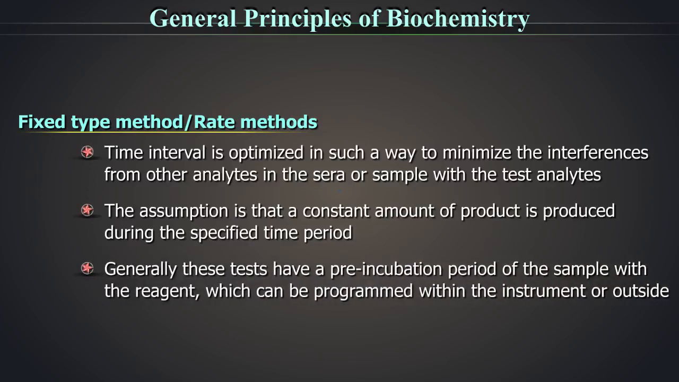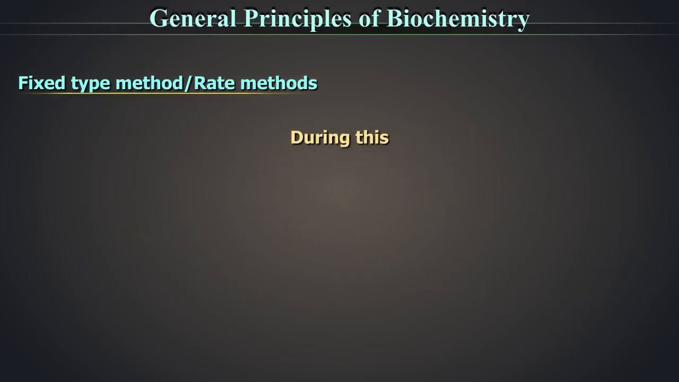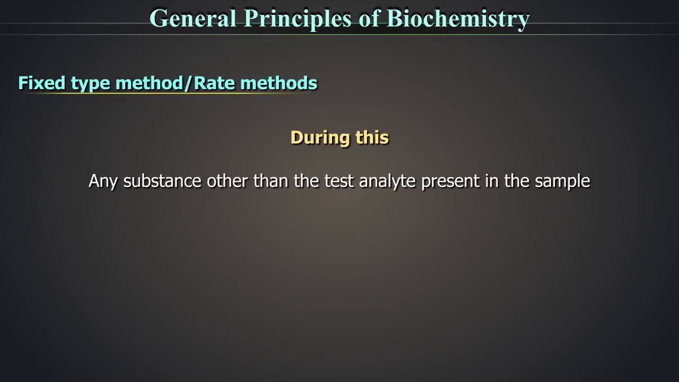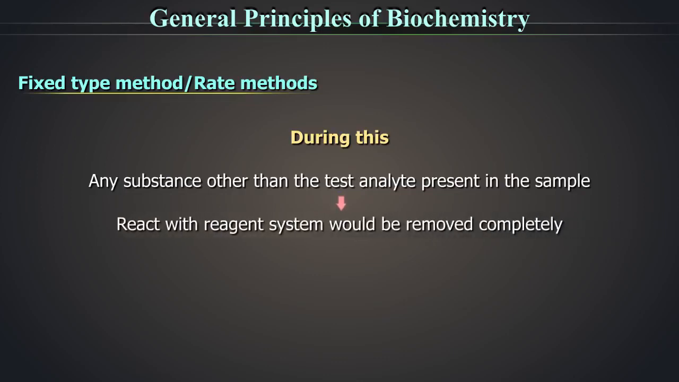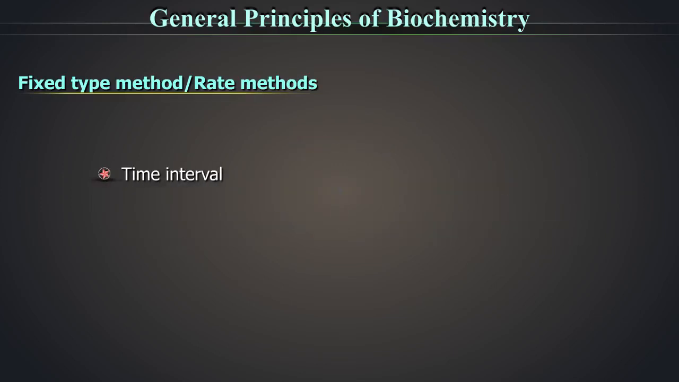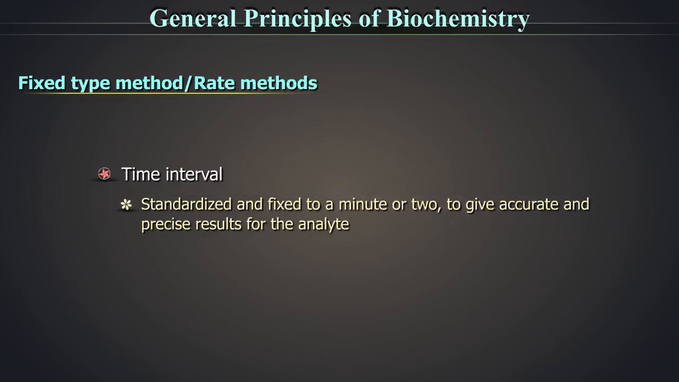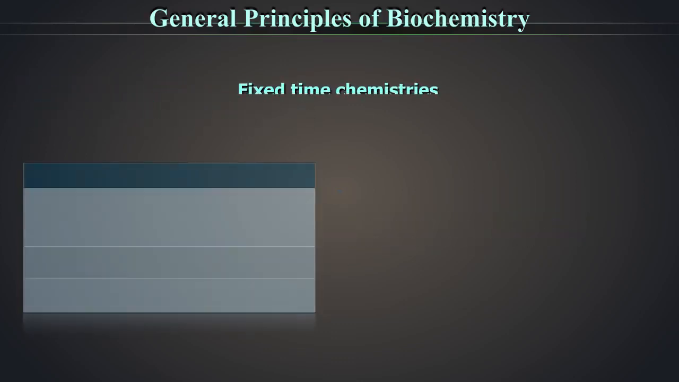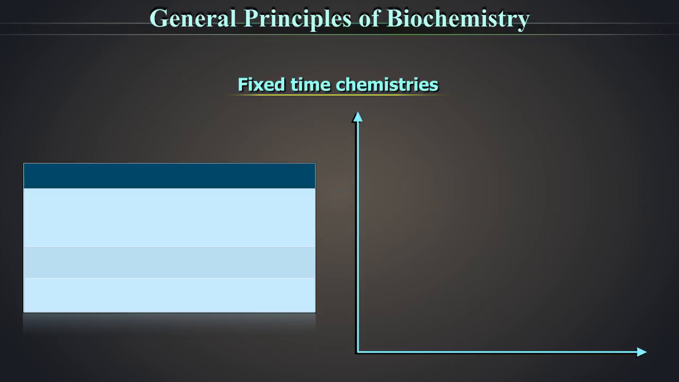Generally, these tests have a pre-incubation period of the sample with the reagent, which can be programmed within the instrument or outside. It is during this period that any substance other than the test analyte present in the sample which could react and interfere with the reagent system is removed completely. The time interval is standardized and usually fixed to a minute or two to give accurate and precise results for the analyte being estimated. Fixed time chemistries could be of two types.